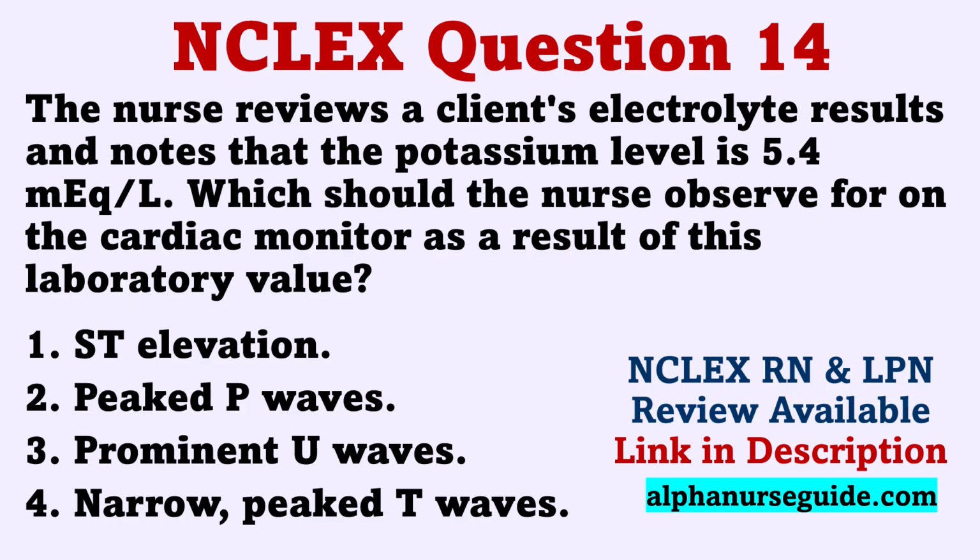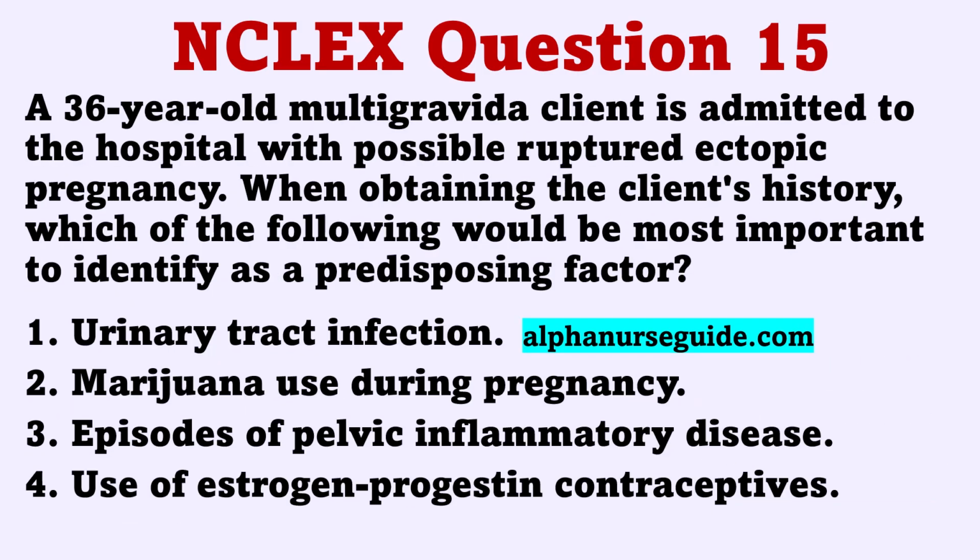A 36-year-old multigravida client is admitted to the hospital with possible ruptured ectopic pregnancy. When obtaining the client's history, which of the following will be most important to identify as a predisposing factor? 1. Urinary tract infection. 2. Exercise during pregnancy. 3. Episodes of pelvic inflammatory disease. 4. Use of estrogen-progestin contraceptives.